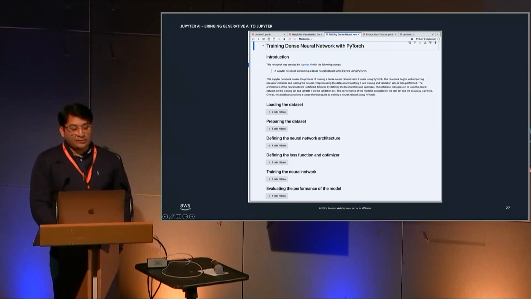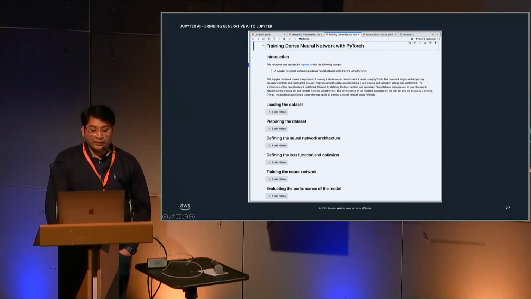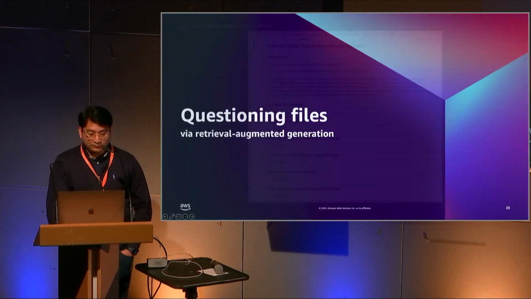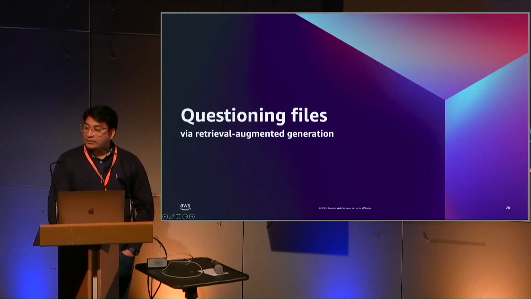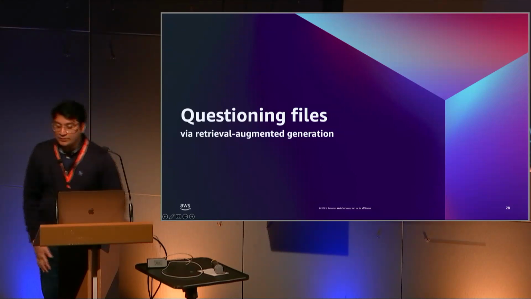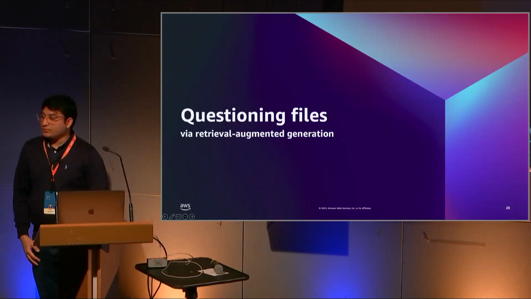This was another example. I wanted to show that this created a notebook which was a little different than the earlier one. This was for training a neural network with PyTorch. It was able to create a working notebook for this as well. And with that, I'm going to pass it on to David, who will talk about retrieval augmented generation.